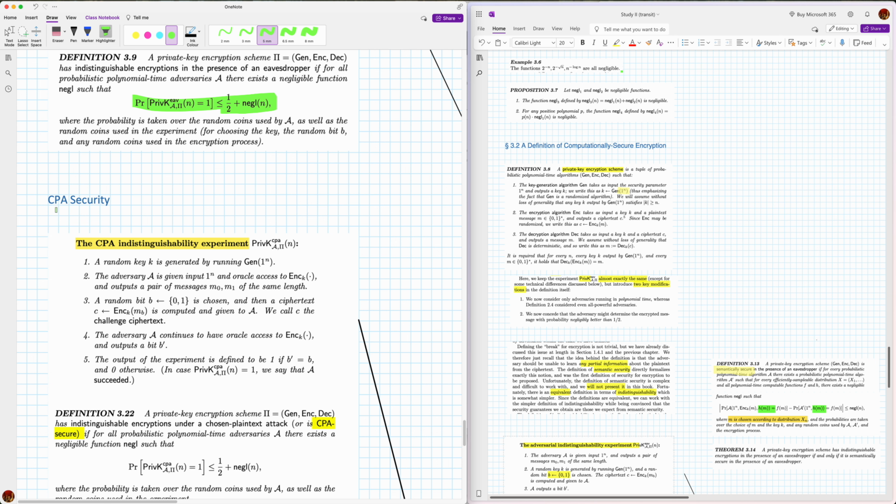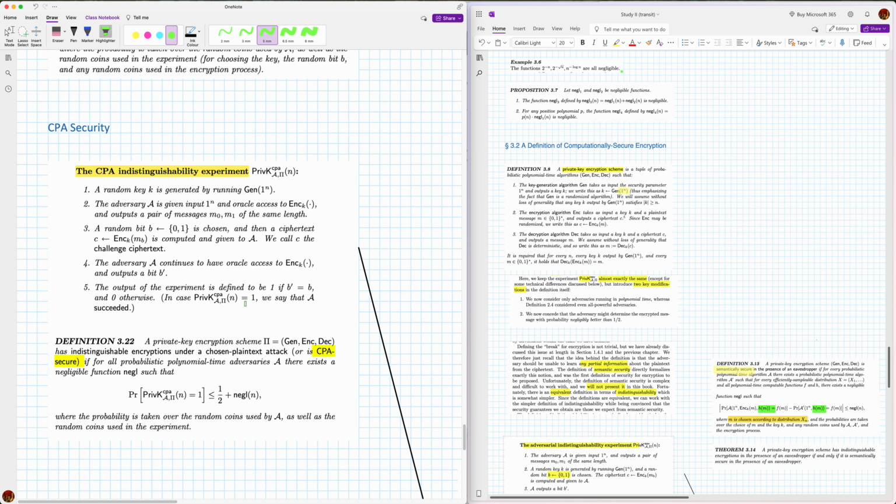Attack model, which is the CPA security. Recall that CPA security was supposed to be the case where the parties can request encryptions of messages that they like. The way this is formalized is as follows. The challenger generates a random key K, as before. The adversary A is given the security parameter as input and is given oracle access to the encryption function with the key built in.